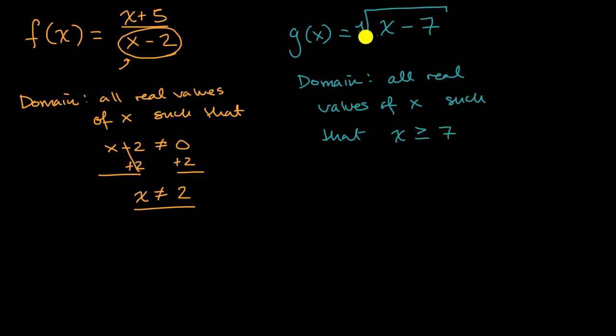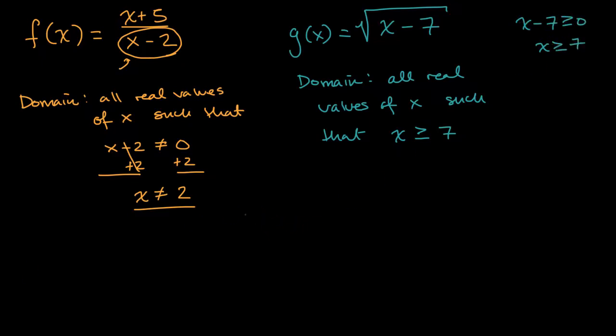So all I did is I said, all right, where could this thing break down? Well, if I get x values where this thing is negative, we're in trouble. So x minus 7, whatever we have under the radical, needs to be greater than or equal to 0. And so if you say that x minus 7 needs to be greater than or equal to 0, you add 7 to both sides, you get x needs to be greater than or equal to positive 7.